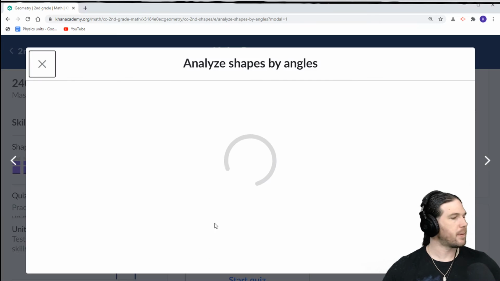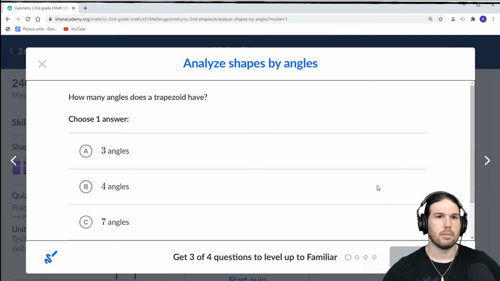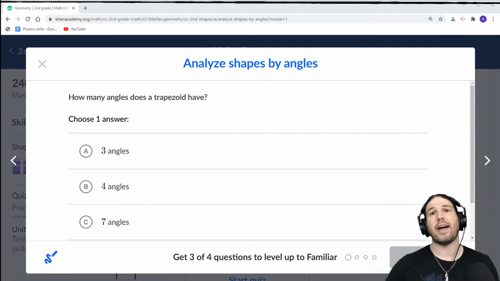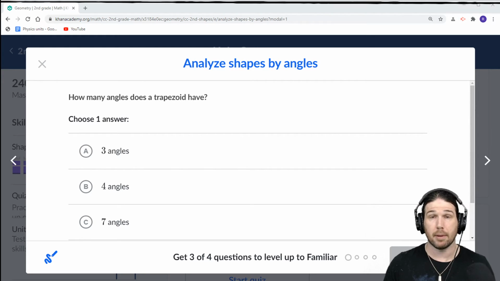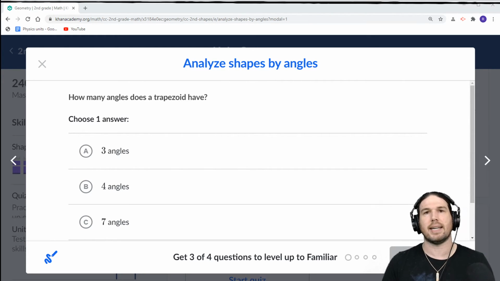Now we're going to analyze shapes by angles. How many angles does a trapezoid have? Now, here is sort of a rule that is really important for students to notice. And if they don't believe you, you should absolutely have them try to find a counterexample. That is an excellent, excellent idea.